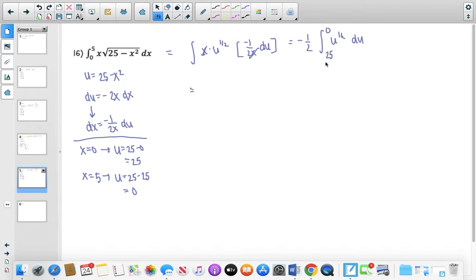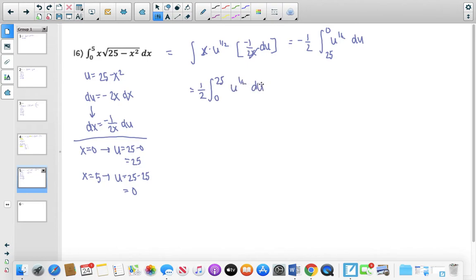And what do we know if this bottom's bigger than the top? This is the lower bound, this is the upper bound. If the lower bound's bigger than the upper bound, we need to switch them. And when you do that, you take away this negative. So you end up with 1/2, 0, 25, u to the 1/2 du.